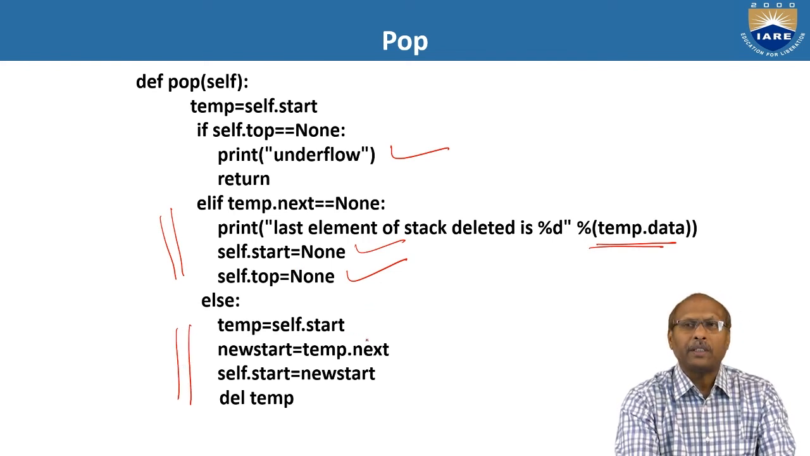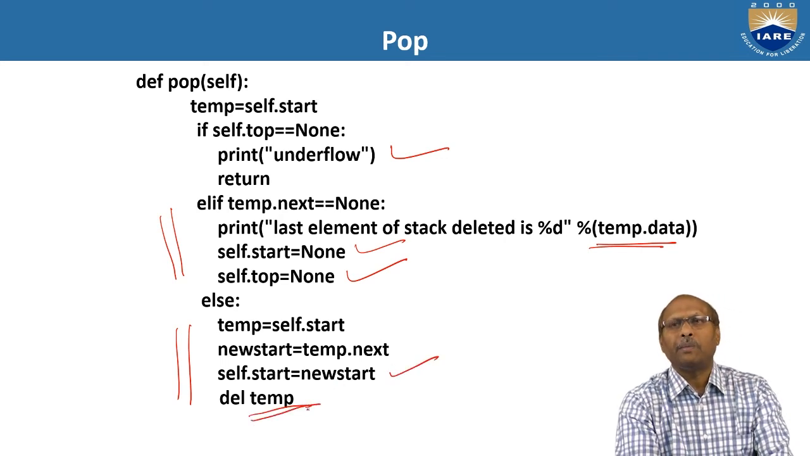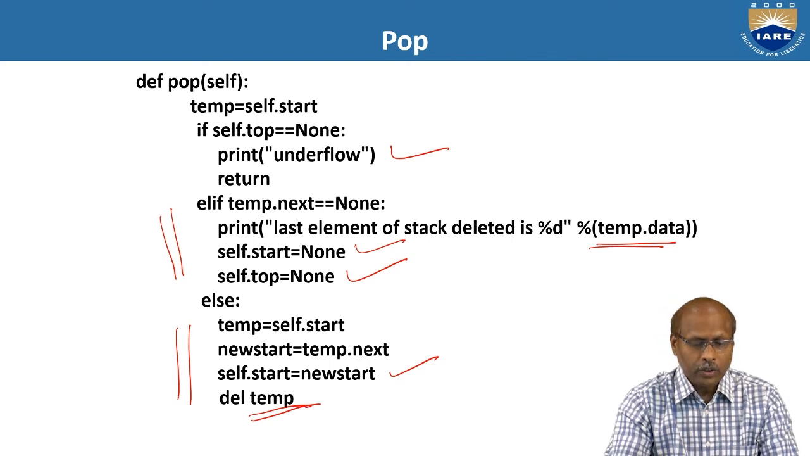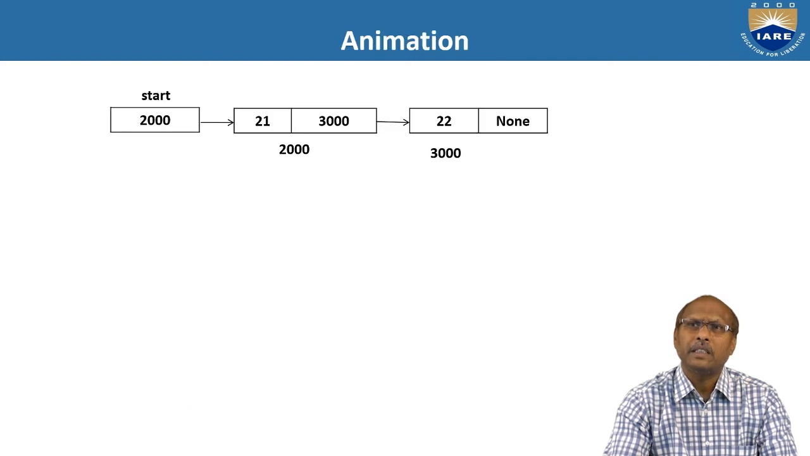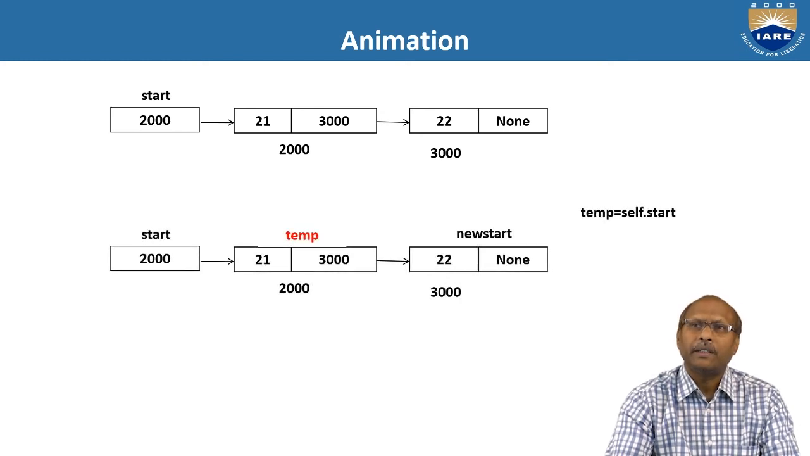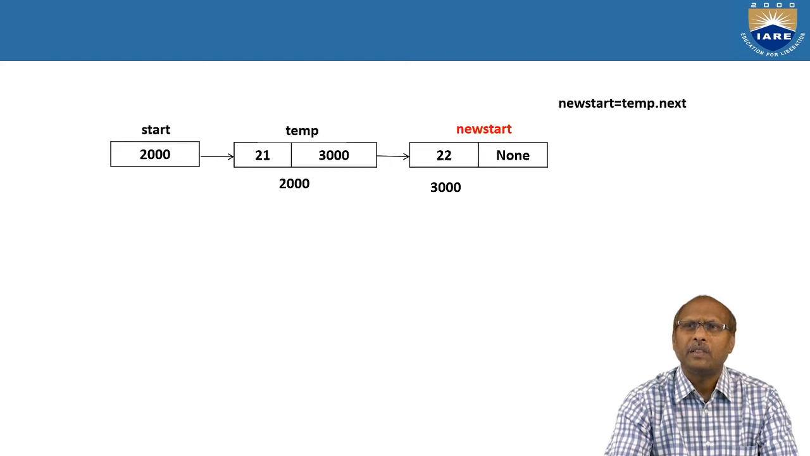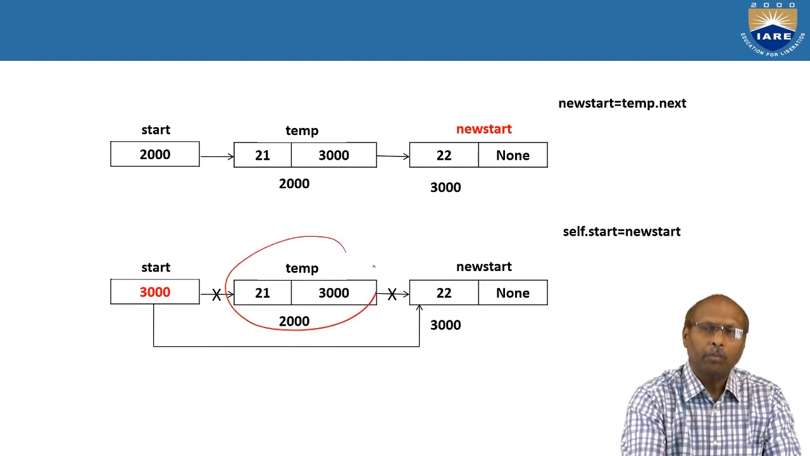There, temp equals self.start, new start equals temp's next, and self.start equals new start, and delete the temporary node. That means the top element will be removed. So every time the topmost element is popped out. Now you can assume this is one case, and this is another case. Start is pointing here. Now the 21 has to be removed. New start is this, and start will now be pointing to this value. So that means this will be popped out.